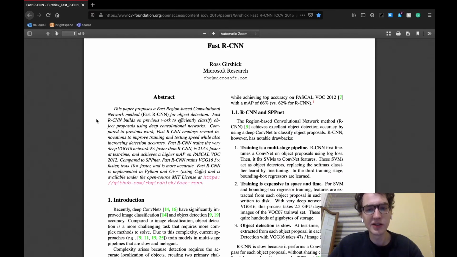So the object detection related paper I want to discuss today is written by Ross Girshick at the Microsoft Research team. This is called Fast R-CNN. So without any further delay, let's jump into it and see how the team was able to produce an effective object detection model.